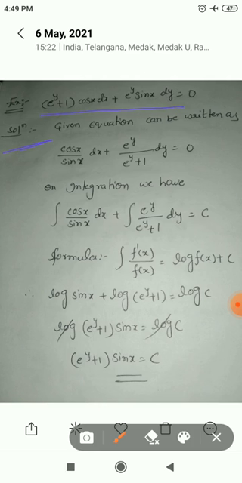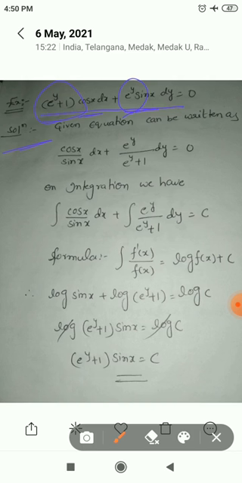Now we do the separation of variables. After separation of variables, it can be written as cos x by sin x into dx plus e to the power of y by e to the power of y plus 1 into dy, equals 0. Here is cos x by sin x into dx, and here is e to the power of y by e to the power of y plus 1.